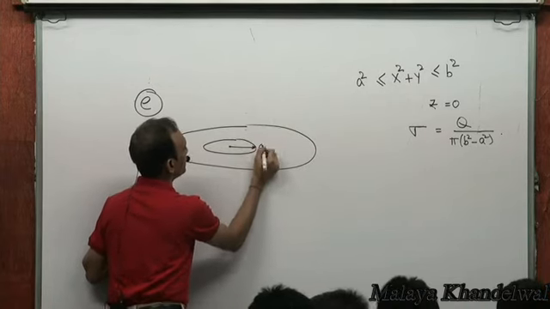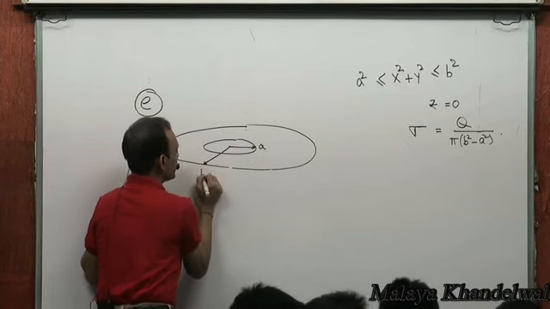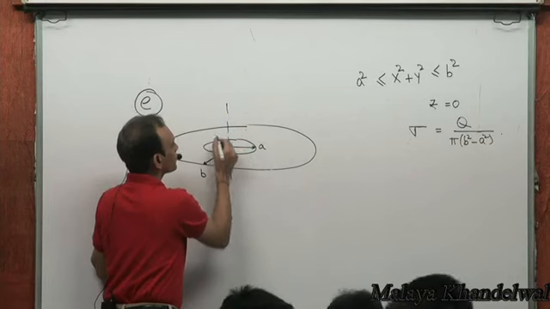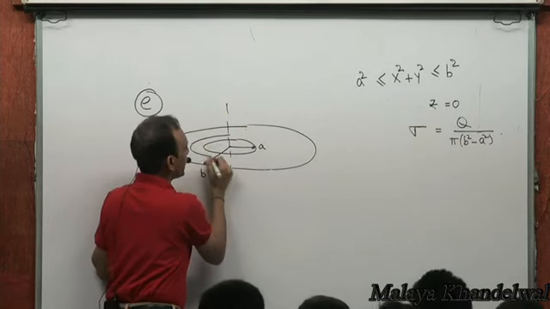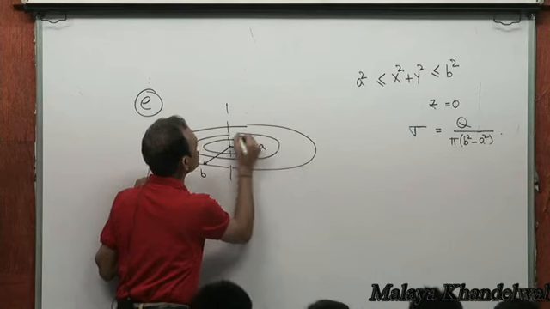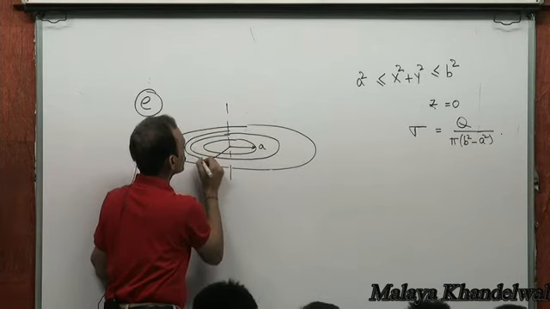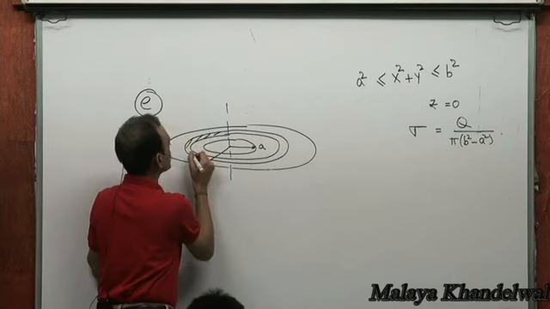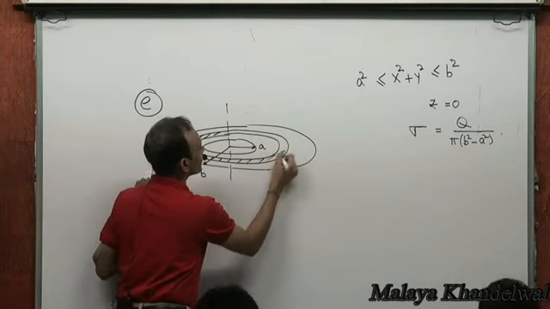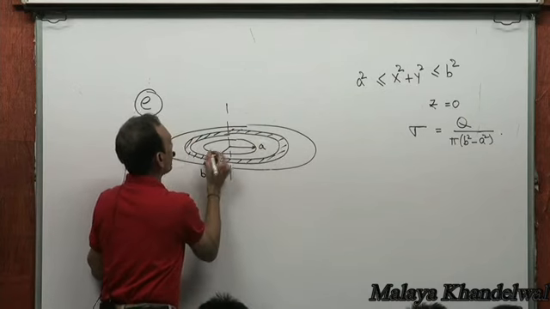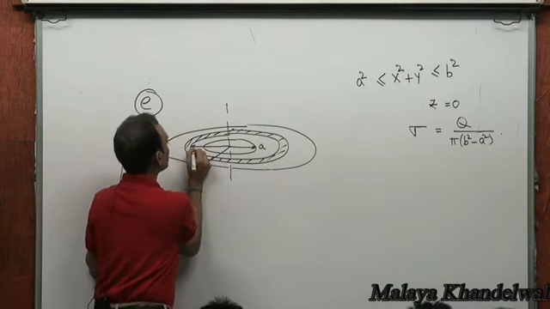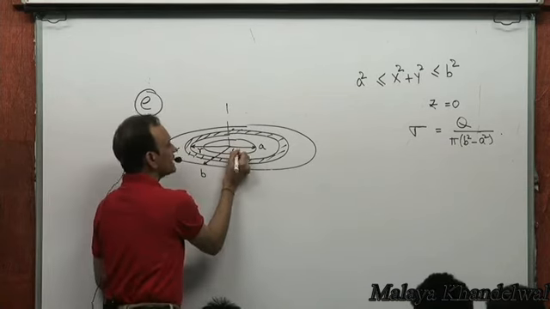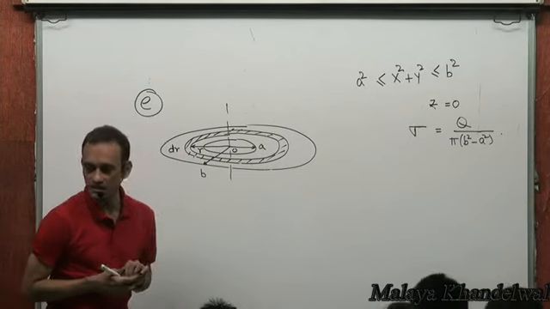This is radius A. This is radius B. Right? What I do is break this entire disk into smaller rings. This is a small ring of radius R and of thickness dr. This is a small ring centered at O of radius R and thickness dr.